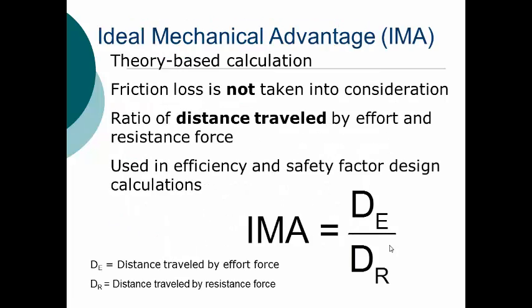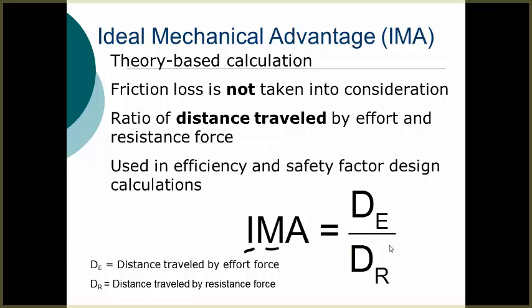Okay, so let's take a look at the math involved in calculating an ideal mechanical advantage. Again, when we talk about an ideal mechanical advantage, that's your theory-based calculation. So we're not taking into account any friction loss, and it's based on how it was built. So we're looking at the distance traveled by effort and the resistance force. If you look at the equation, IMA simply stands for your ideal mechanical advantage, and notice how we have distance of the effort divided by distance of the load or the resistance force.